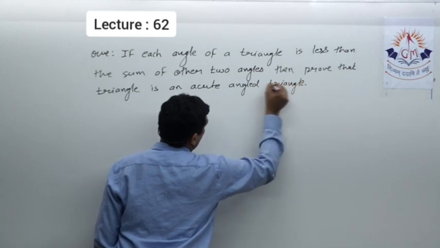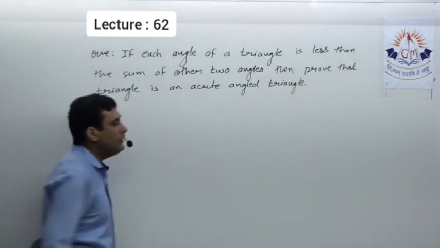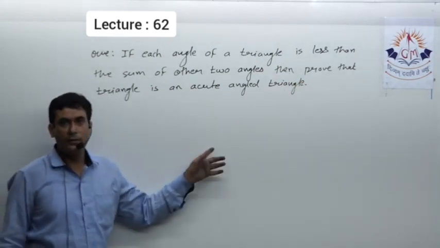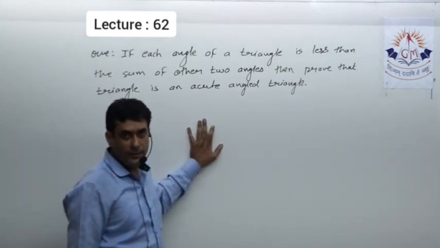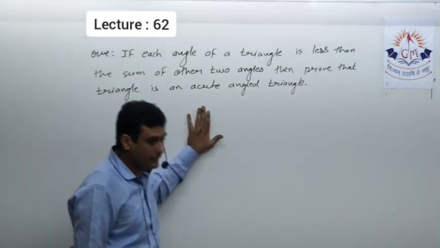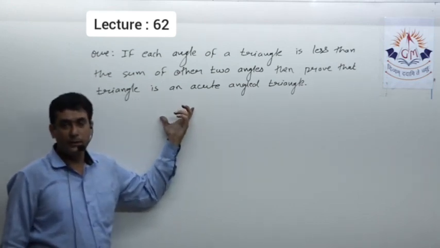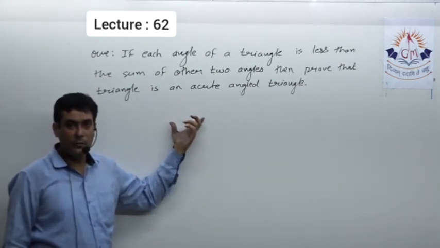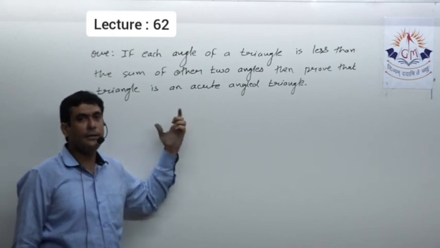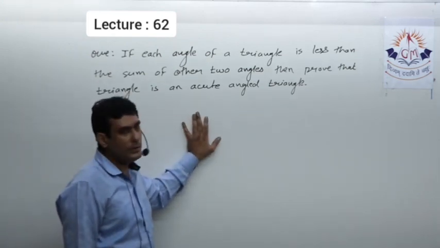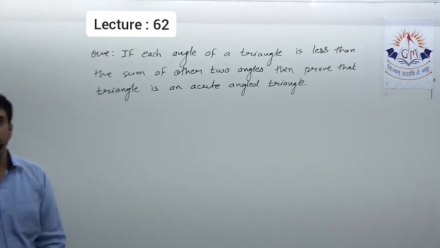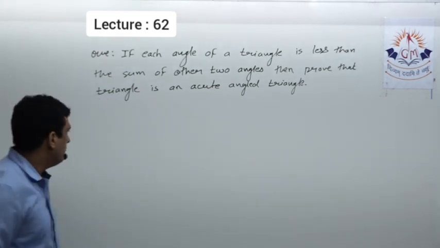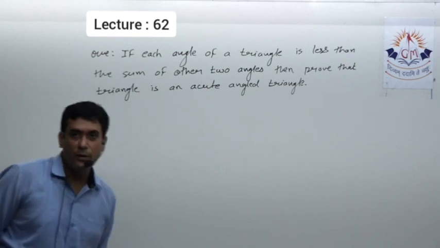Okay, so first of all you must know what an acute angle triangle is. A triangle in which all angles are less than 90 degree. A triangle in which all angles have measure less than 90 degree and greater than 0 degree is called an acute angle triangle. So think for a while how you will prove this, then I will give you the solution.